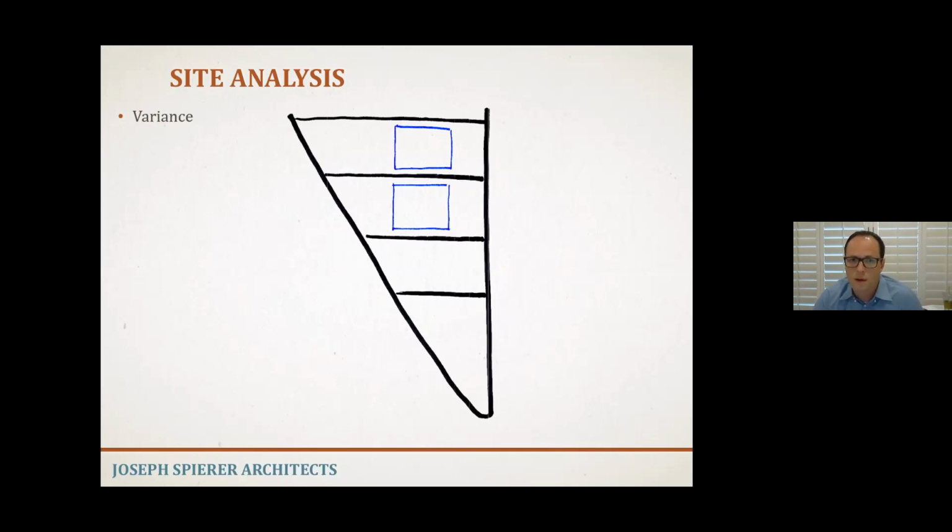The purpose of a variance is not to get people more than what they're allowed to get. It's to basically solve for a difficult lot. If you can't get what your neighbors can get because of the shape of your lot, then you are a good candidate for a variance. For example, if you look at these upper two lots, these might be the standard size houses that you can get in this area.